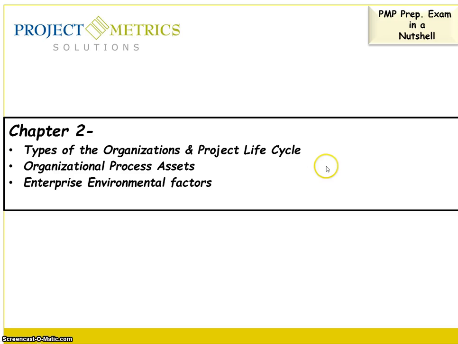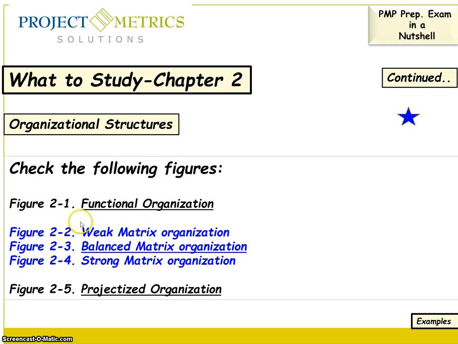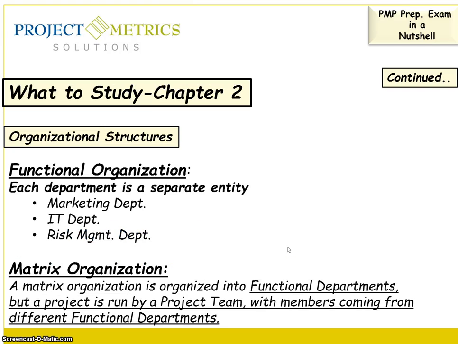Now chapter two is about the types of organization. Now you are armed with the definitions, and I'd like to introduce you to the types of organization. I'd like you to focus on figure 2-1. It's about functional, and here I put them in blue: the matrix organizations, where you have weak matrix, balanced matrix, and strong matrix, and finally the projectized organization. I'd like you to be familiar with all these organizations and what your strength is in each.